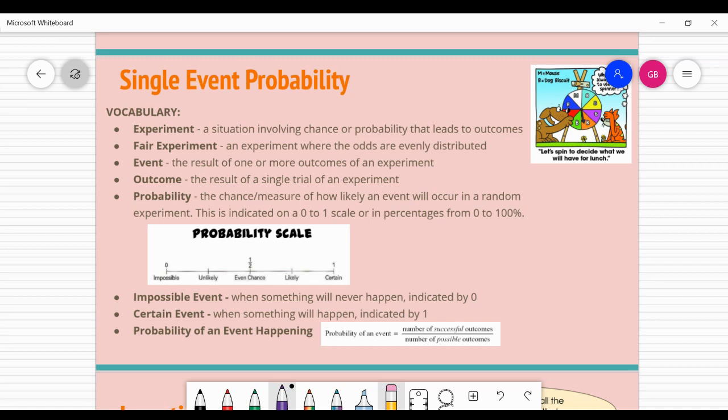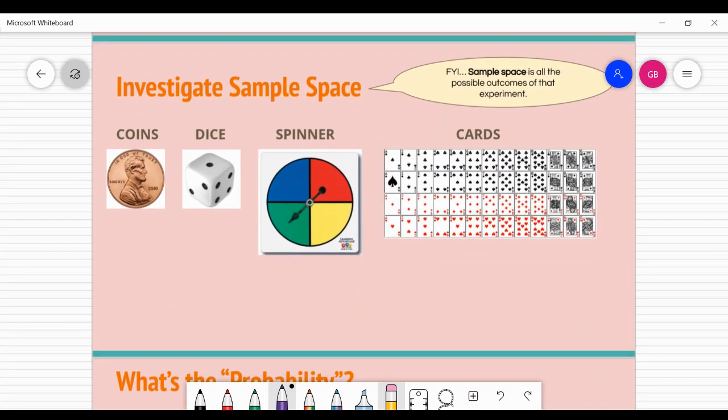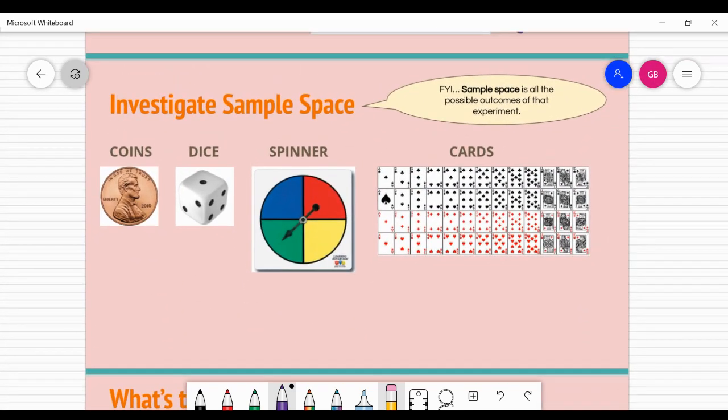And then the probability of an event happening would be the number of successful outcomes divided by the number of possible outcomes. And we'll see some examples in a bit. But first, let's talk a little bit about sample space.